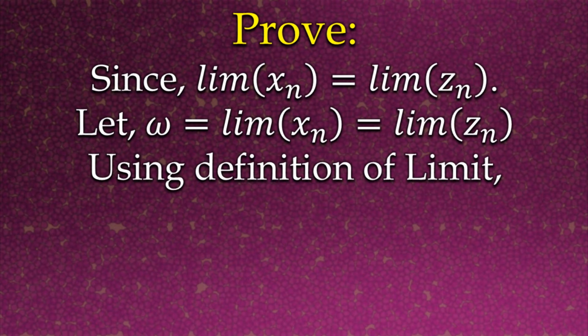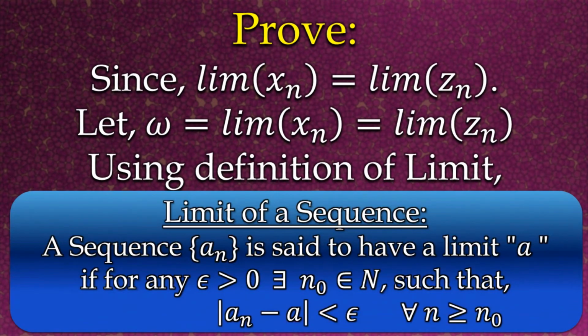Now the definition of limit is: a sequence an is said to have a limit a if for any epsilon greater than 0 there exists n naught belonging to the natural numbers such that the distance between the sequence and its limit is always less than epsilon for all n greater than or equal to n naught. So this is the definition of the limit, and now we are going to apply this definition onto the limits of these two sequences xn and zn.